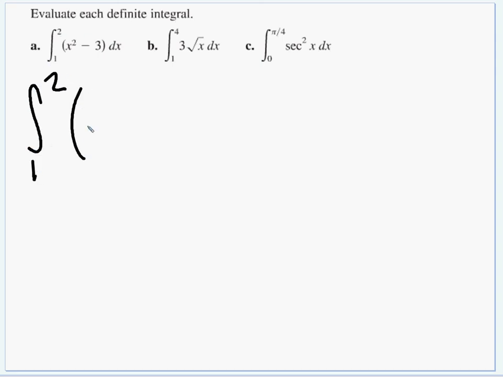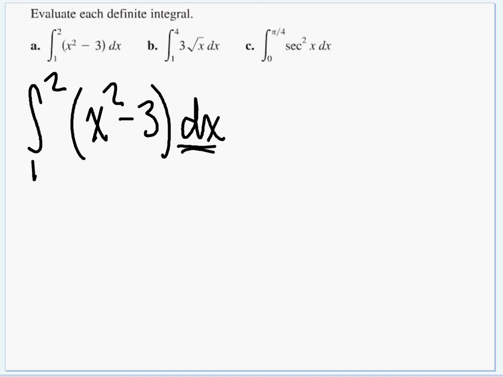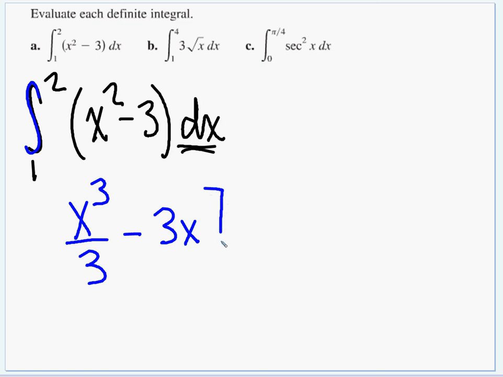Antiderive from 1 to 2, x squared minus 3 dx. Remember, that just tells us what variable we are antideriving with respect to. So we antiderive this, x to the third over 3, raise the power by 1, divide by the new power. Negative 3 becomes a negative 3x. Our definite integral symbol is now over here as a bracket from 1 to 2.